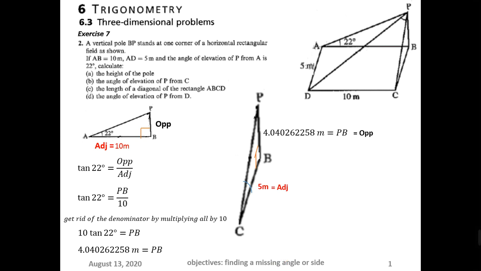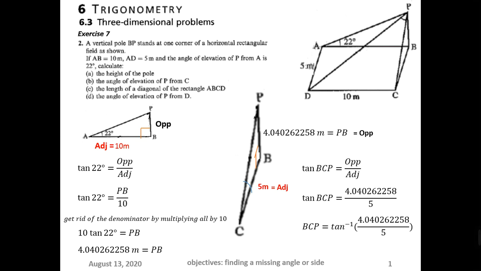So since the opposite and the adjacent are given, we're going to use again the tan rule. So tan BCP is equal to opposite over adjacent. Let's substitute in the equation. So tan of the unknown angle is equal to 4.04 over 5. Now use the calculator to say the unknown angle is equal to tan inverse. How do you put tan inverse in the calculator?